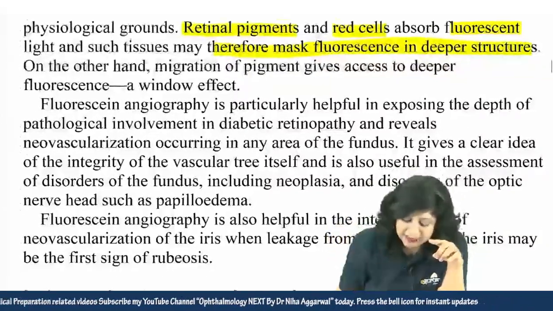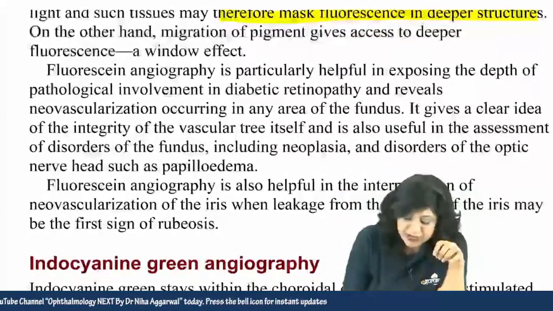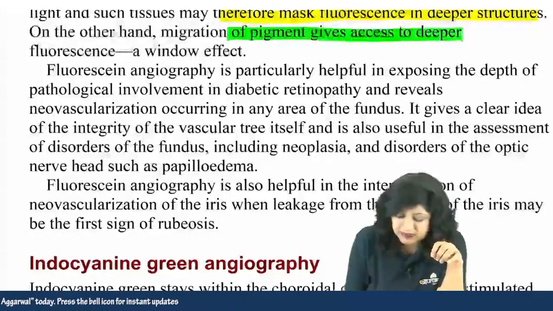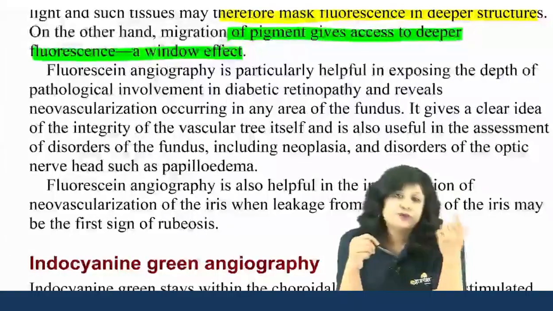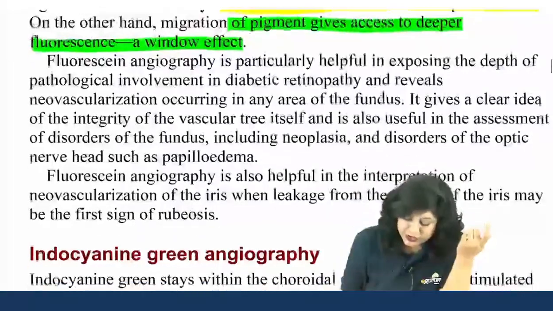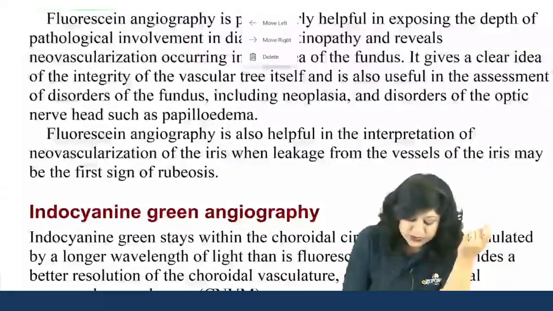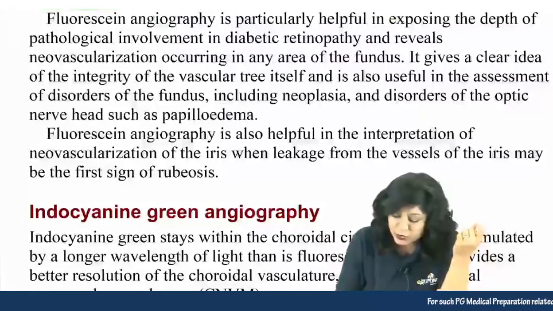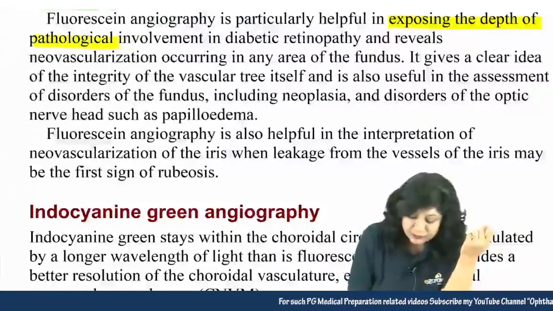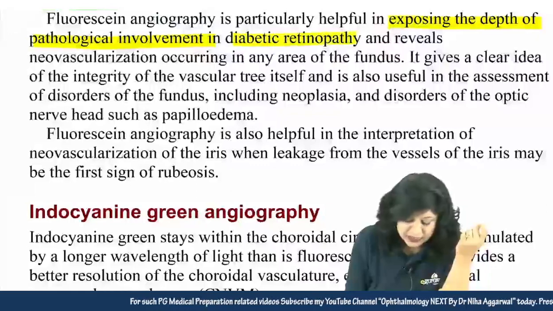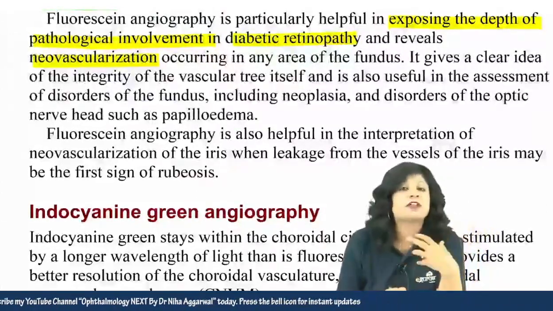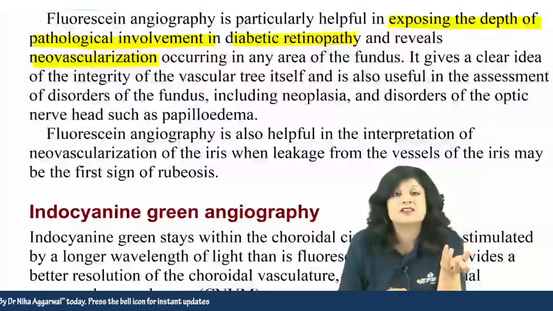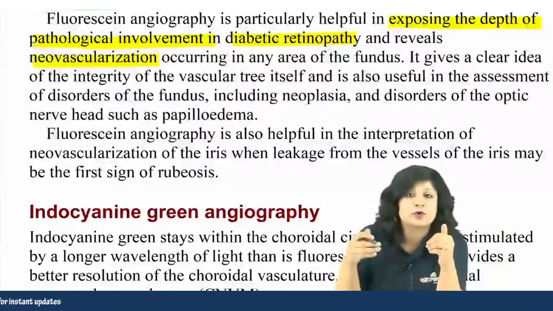On the other hand, if I have a migration of the pigment, then this gives access to the deeper fluorescence, and this will give you a window defect. Now fluorescein angiography is particularly useful in exposing the depth. If I want to know the depth of the pathological involvement, like in diabetic retinopathy, or if I want to detect new vascularization. Obviously if there are new blood vessels, more blood, more fluid, more of the dye will be going.